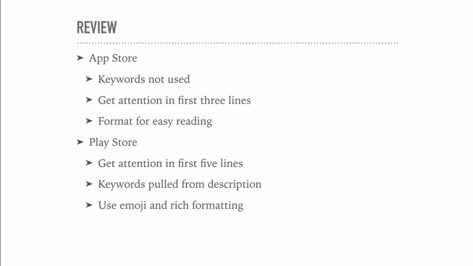Okay, just to do a quick review here. Remember that on the App Store, keywords are not taken from the description, so you don't need to be too careful about that. Grab the person's attention in the first 3 lines and format the description to make it easier to read. On the Play Store, same thing. Make sure that the first 5 lines grab the person's attention. Keywords are pulled from the description, so be sure to include them. And use emoji and rich text formatting to make the description more appealing.